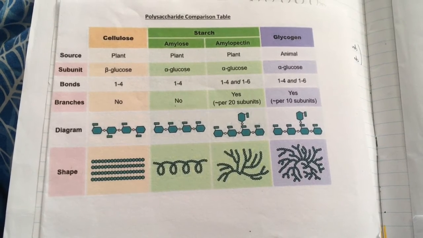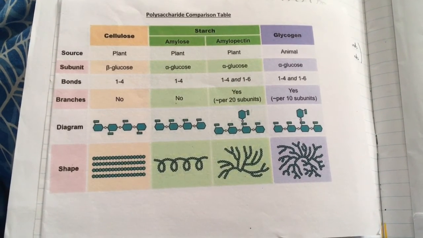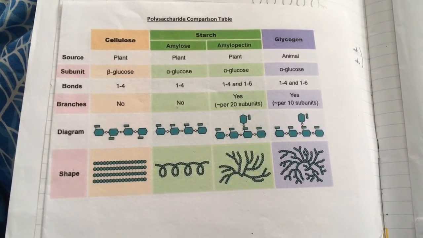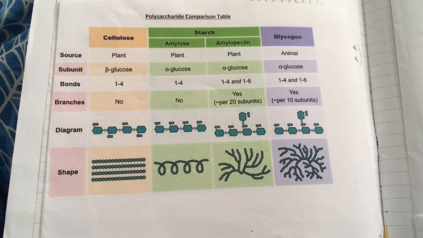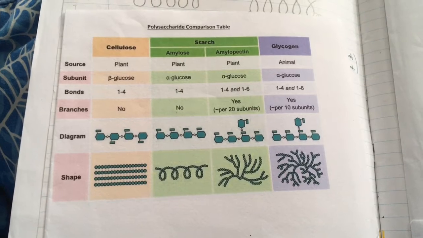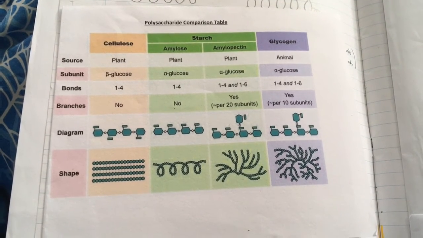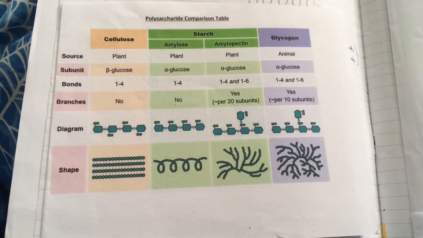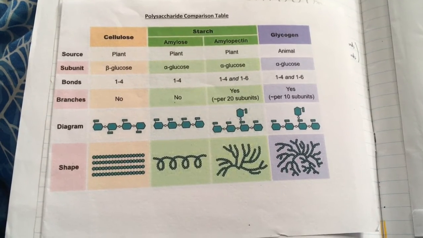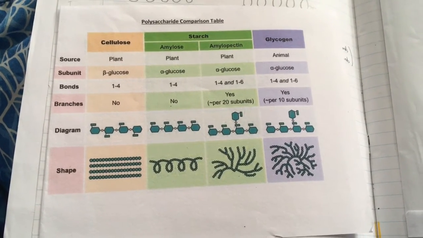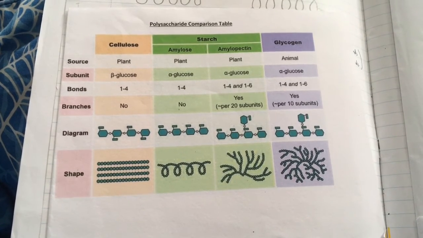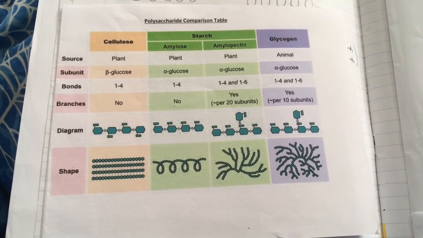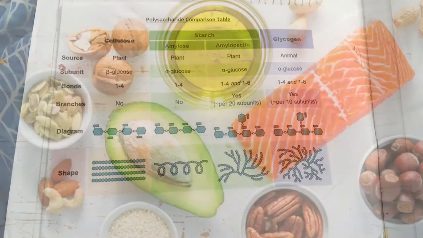Cellulose, amylose, and amylopectin are all found in plants. The only difference is that cellulose is made of a subunit of beta glucose while the rest are made of alpha glucose, and that amylopectin has 1,4 and 1,6 bonds and is branched while the rest have only 1,4 bonds and are not branched. And then glycogen is the only one found in animals, and its subunit is alpha glucose and is branched.